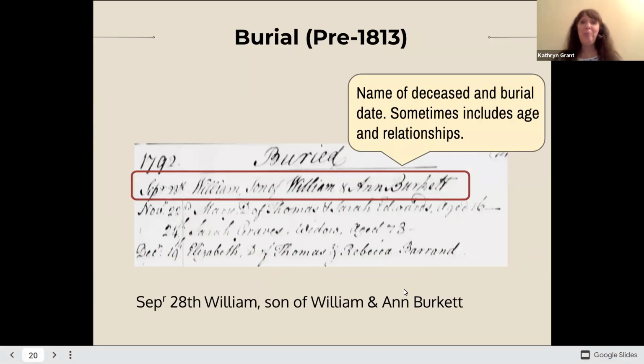Okay, let's move on to burial records. Again, a free-form example of a burial record before forms were used in 1813. Name of the deceased and the burial date. And often on burials in English church records, that's it. It's just the date they were buried and their name. And oftentimes they will include an age and sometimes relationships, although I've noticed that relationships were usually just included for infants. So like on a 79-year-old woman, for example, her parents would not be included, but a 2-week-old baby, the parents would often be noted.